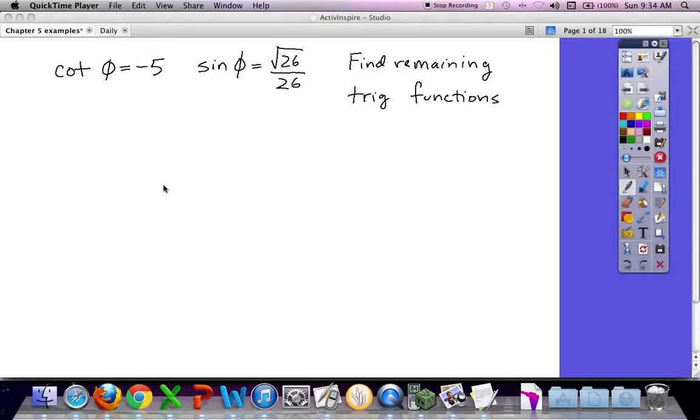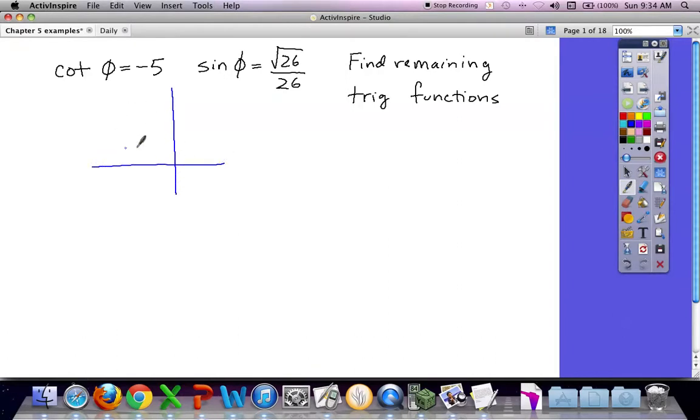Find the remaining trig functions if cotangent of phi is -5 and the sine of phi is the square root of 26 over 26. So first, which quadrant are we in if cotangent is negative but sine is positive? And of course, that would be quadrant 2.